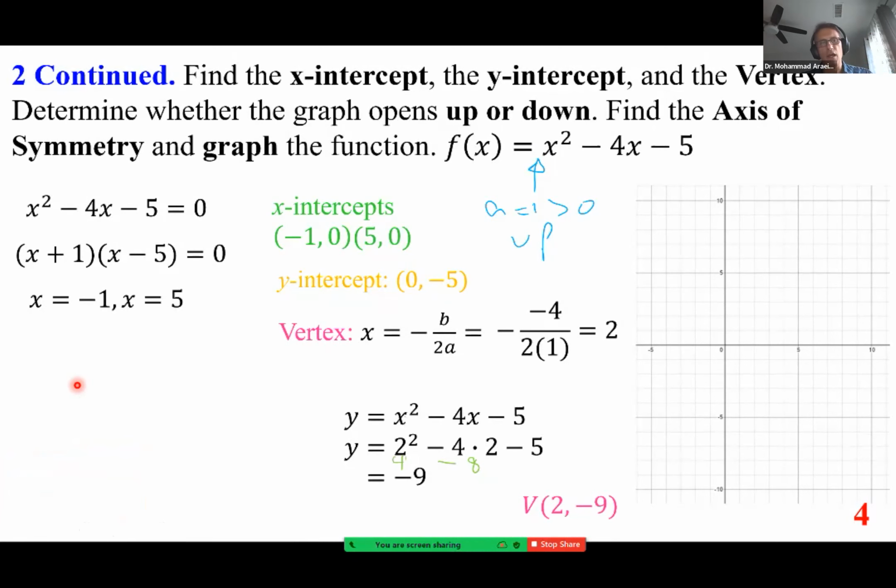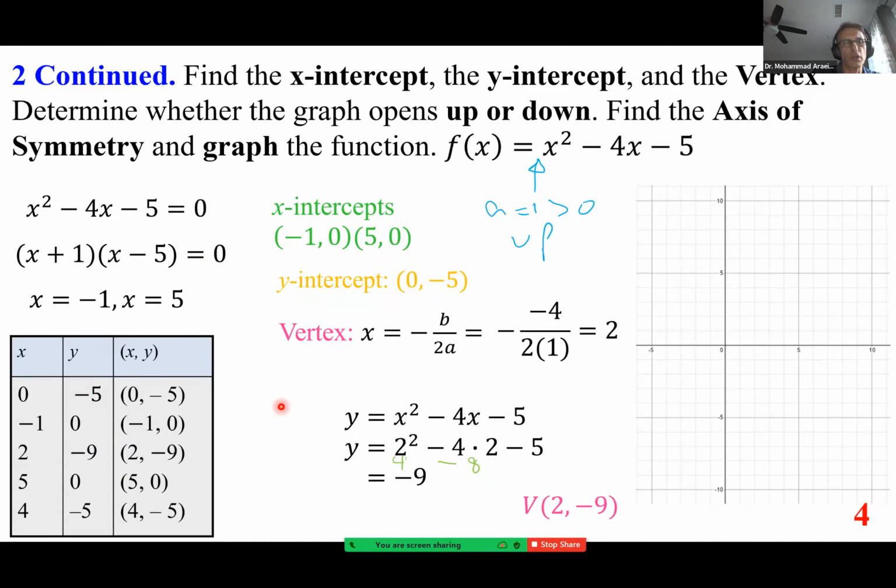Let's write the synopsis of everything. All those points are there. For now, I want you to ignore the last one. I'll explain why I came up with that and how I came up with that. This is your y-intercept and the x-intercept and vertex and the second x-intercept.